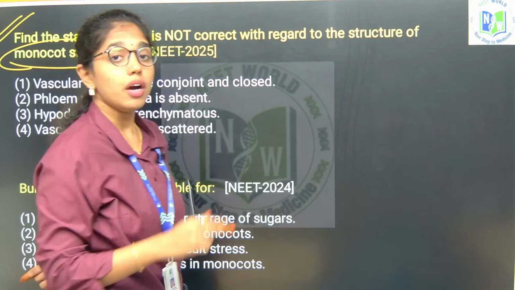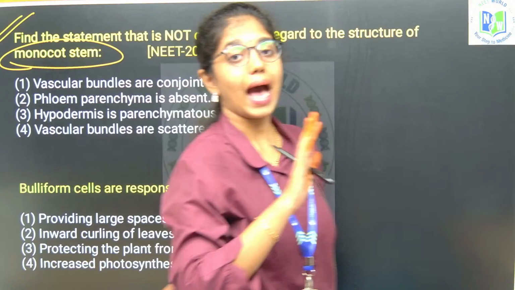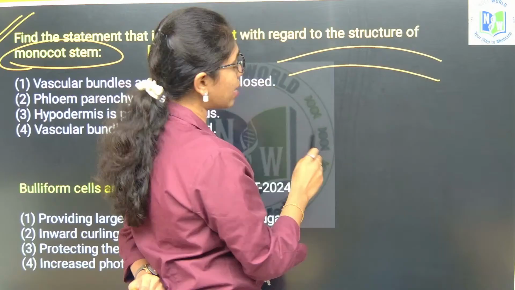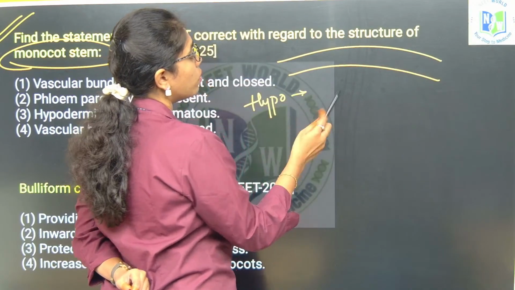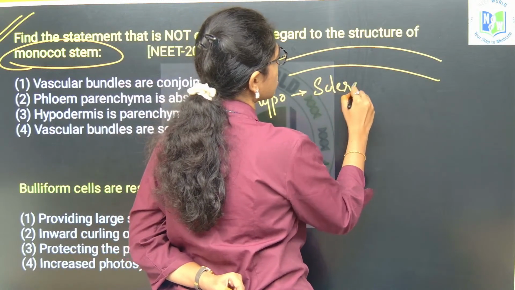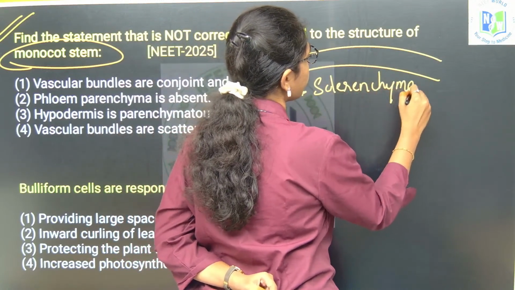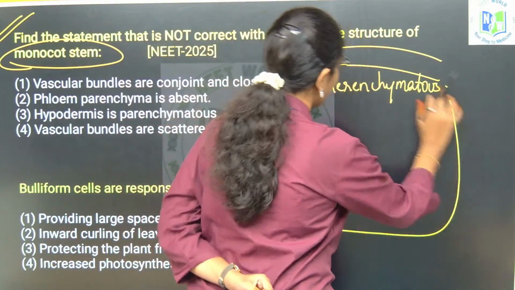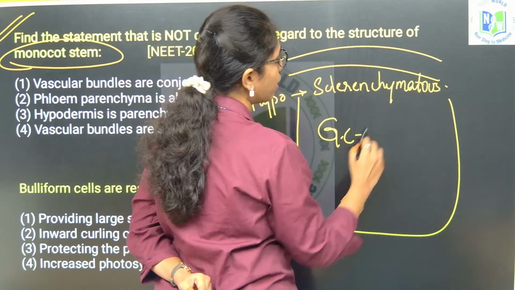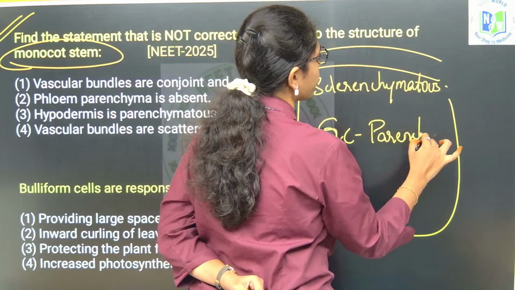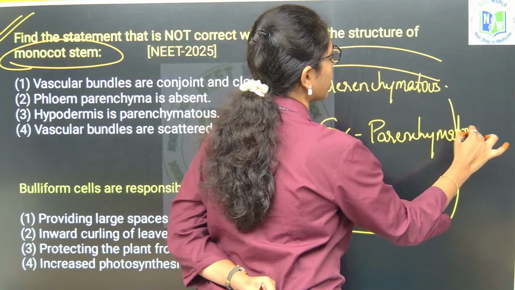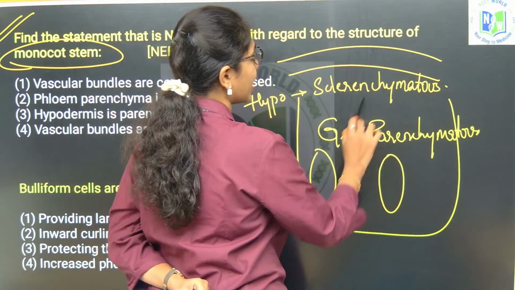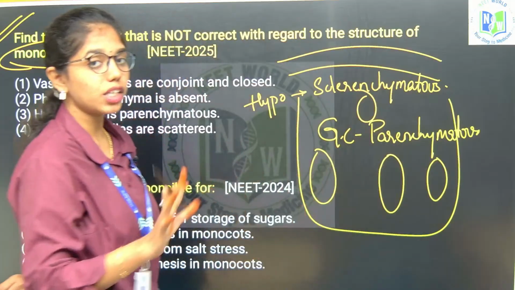First, let us recall the anatomy of the monocot stem. Of course, we know the monocot stem has an epidermis and next to that a sclerenchymatous hypodermis. After the sclerenchymatous hypodermis, the complete layer is filled with what? General cortex. General cortex is parenchymatous. In this parenchymatous general cortex, vascular bundles will be originating, which are schizolysigenous in origin.